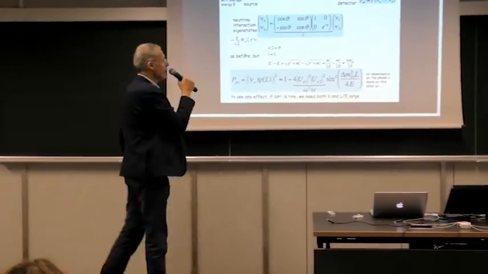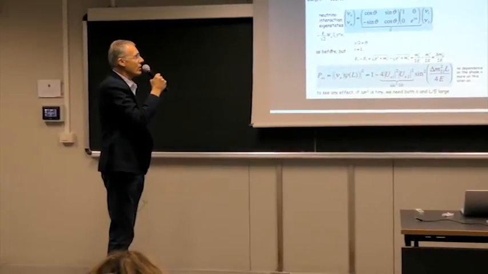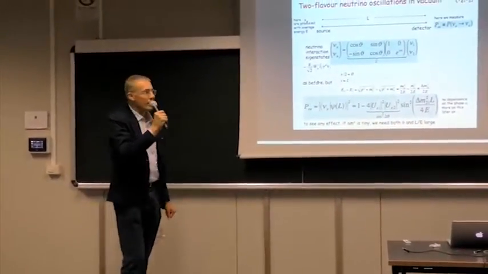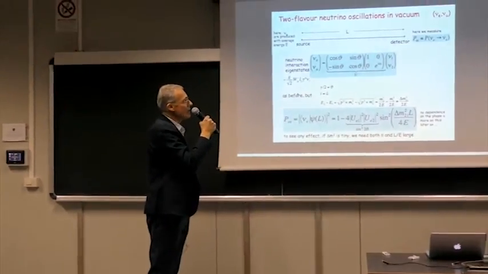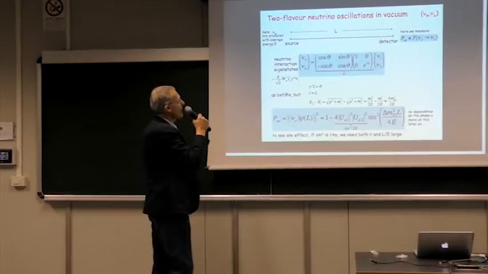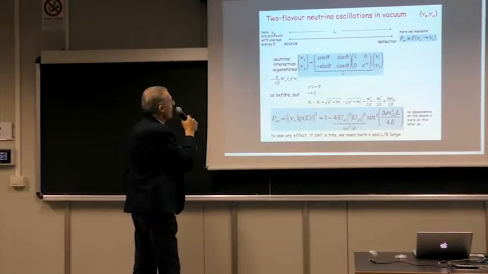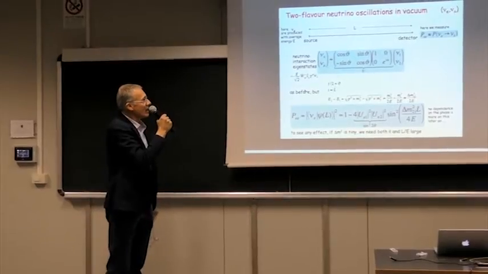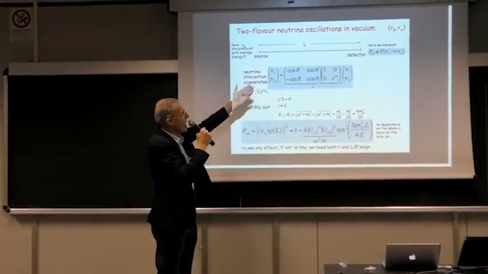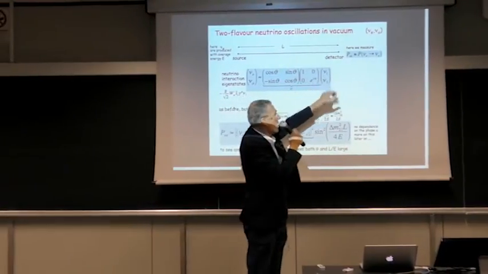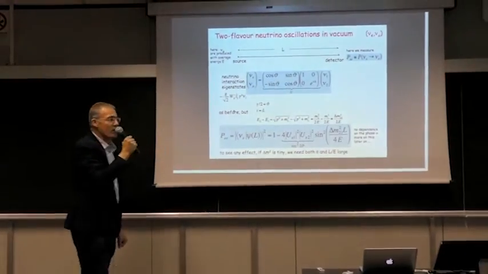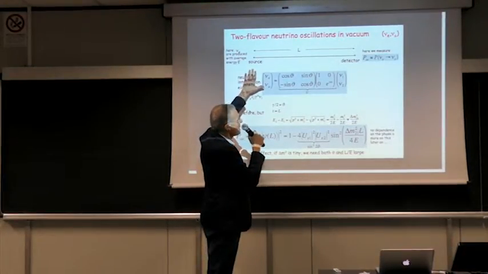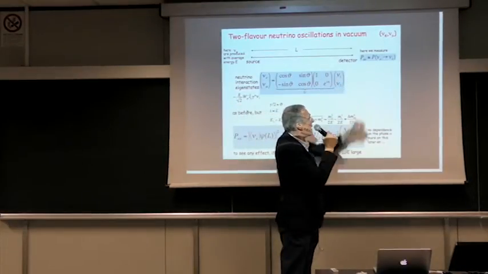So let me start by reminding you the formalism of neutrino oscillation in the simplest possible case, neutrino oscillation in vacuum. Two flavors. We have only electron neutrinos and mu neutrinos. This is the typical experimental setup. We have a source where neutrinos of a given flavor are produced, for instance, electron neutrinos. They travel a distance L, and then here we have a detector where, for instance, the electron survival probability is measured. The probability that a neutrino that was originating here as an electron neutrino is detected here again as an electron neutrino.